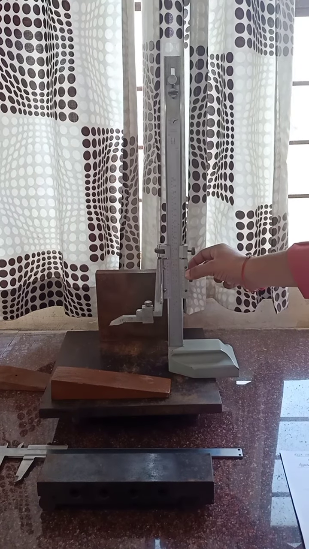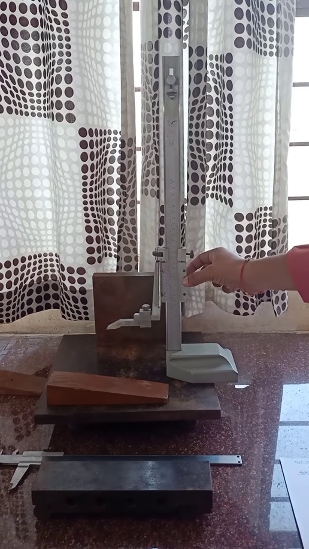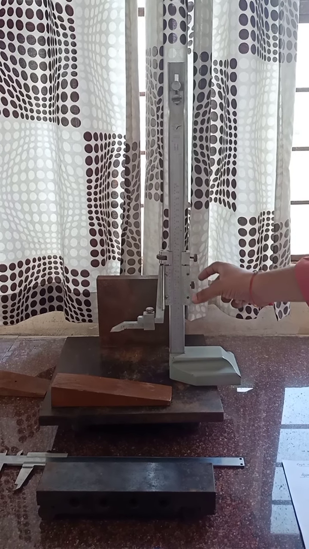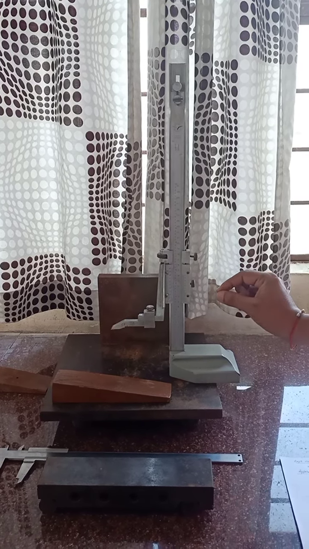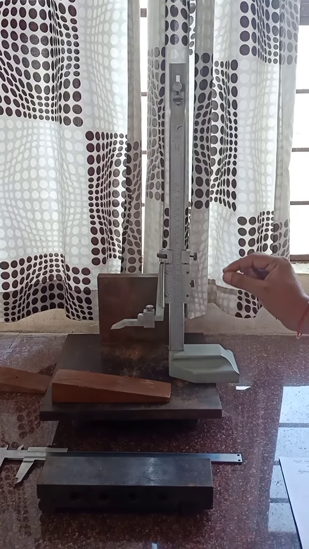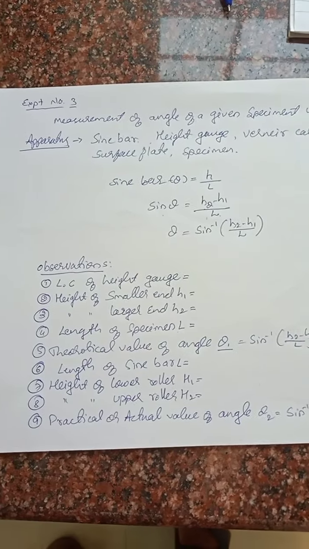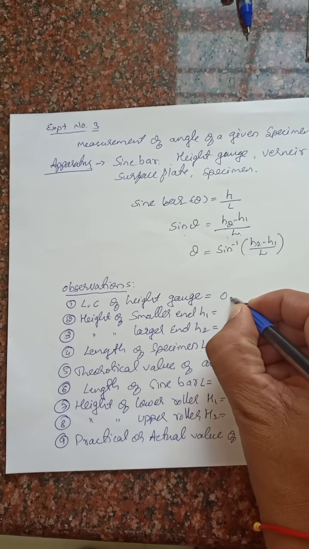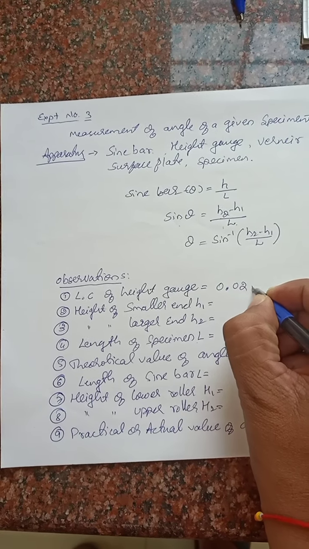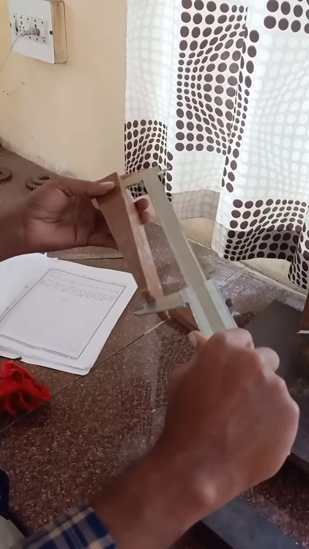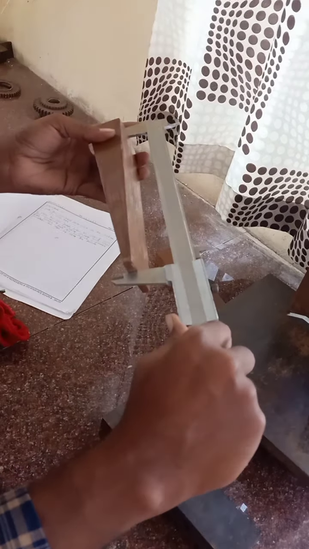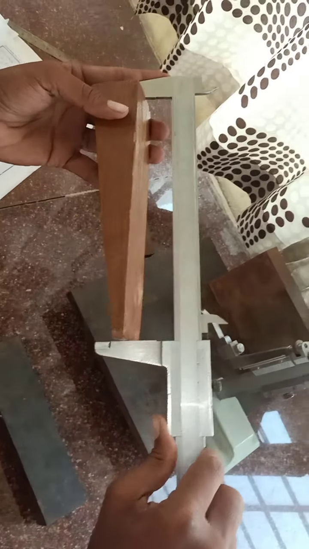To start with the theoretical part, you should count the least count of the vernier height gauge. The vernier height gauge least count is 0.02, right? So in the observation we should write the least count of the height gauge as 0.02 mm.